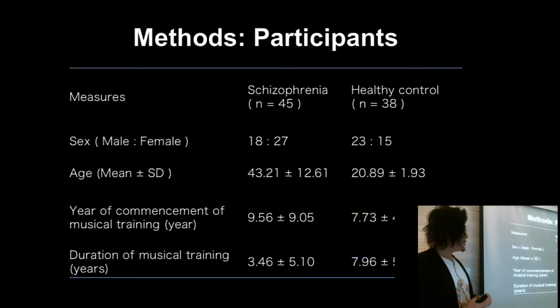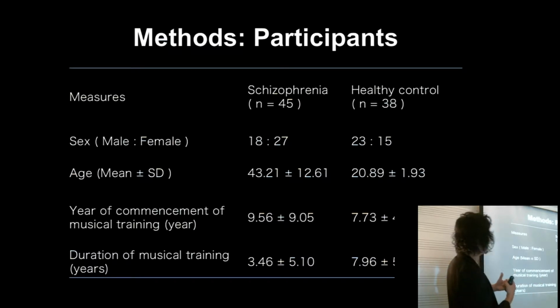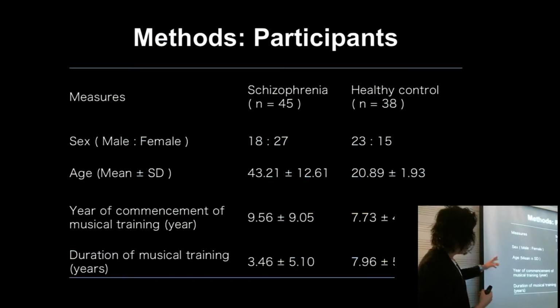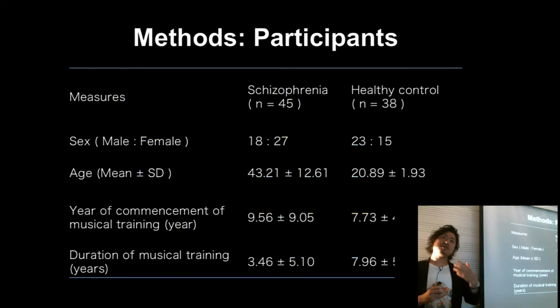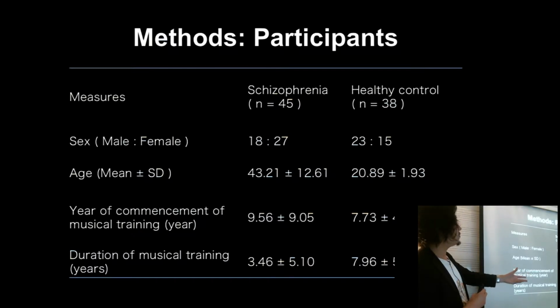So here are the methods, the participants in our study. We have two groups, patients with schizophrenia, 45 participants, and healthy controls, 38 participants. We looked at sex, age, years of commencement of musical training, and duration of musical training. Sex is kind of matched, but age is not matched very well right now. So this is the preliminary result, and we are still collecting the data set. Years of commencement is very matched, with non-significant differences, and for duration of musical training, the healthy controls had slightly more years of training.